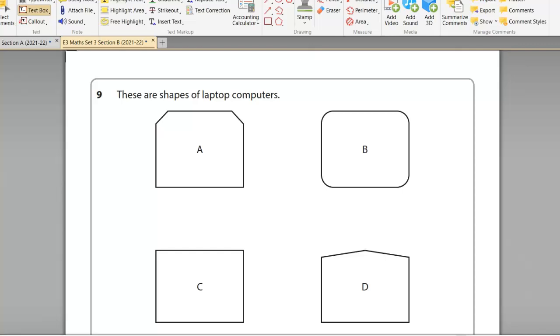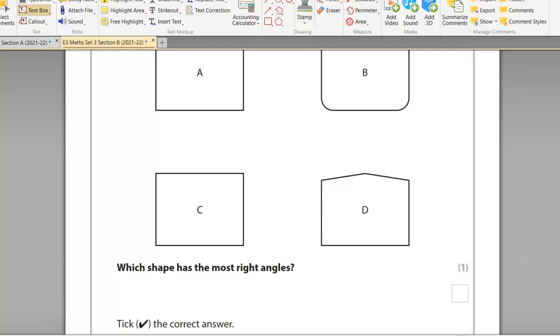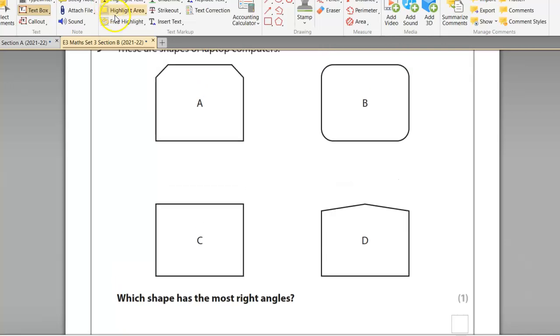Question 9. These are shapes of laptop computers. Which shape has the most right angles? The most right angles. So they're testing here if you remember what is meant by a right angle. So remember, a right angle is a perfect corner. It's a 90-degree angle. So on shape A, we can see we've got a right angle here and a right angle here. So on shape A, we've got two right angles.